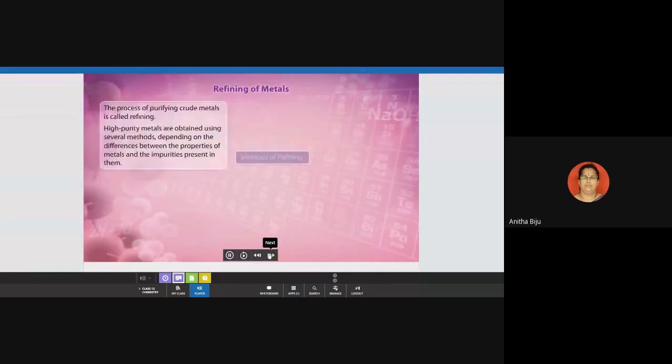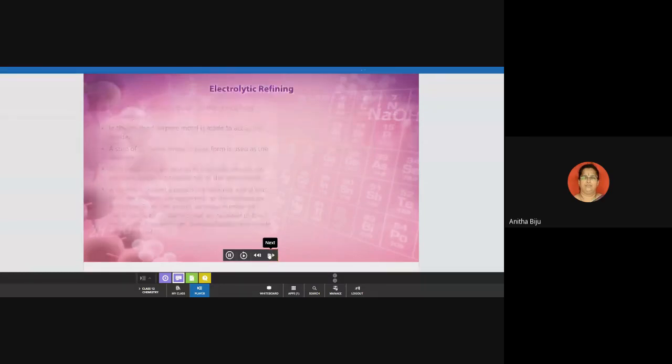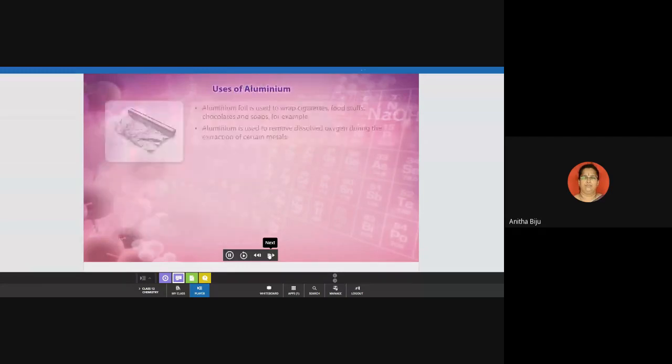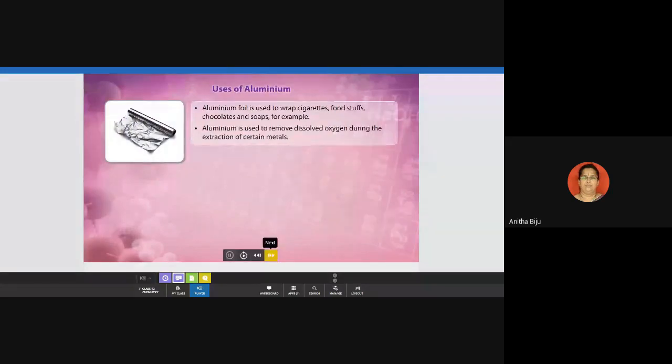So here we want only the uses. So no need of all this; this we have already discussed. Uses of aluminium. Aluminium foil is used to wrap cigarettes, foodstuffs, chocolates, soaps and other substances required for our day-to-day life. Aluminium is used to remove dissolved oxygen during the extraction of certain metals. Aluminium is used as a reducing agent for the extraction of some metals.